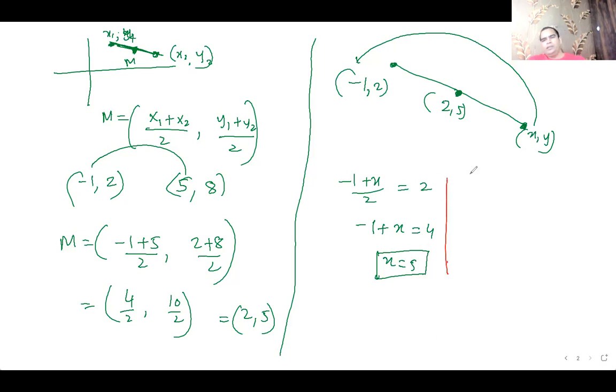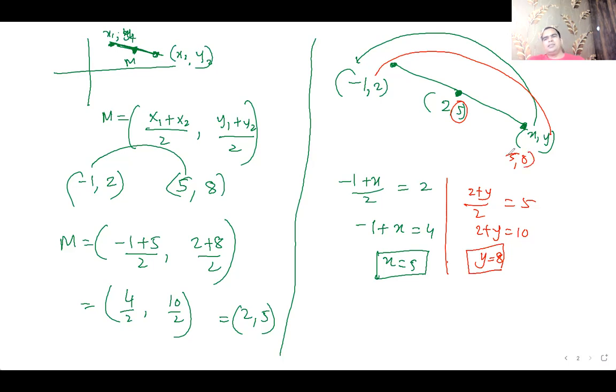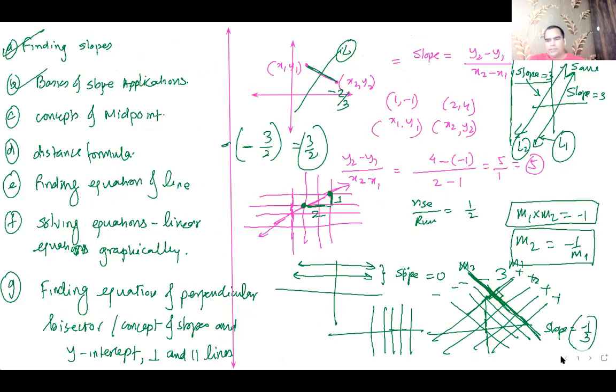Now similarly, you take the midpoint of 2 and y, and that should be 5 because the midpoint is already given. So 2 plus y over 2 equals 5. So that becomes 2 plus y is 10, and you get y is 8. So this coordinate is 5 comma 8. This is just working backwards from the general formula. Now let us go to the next application, the distance formula.